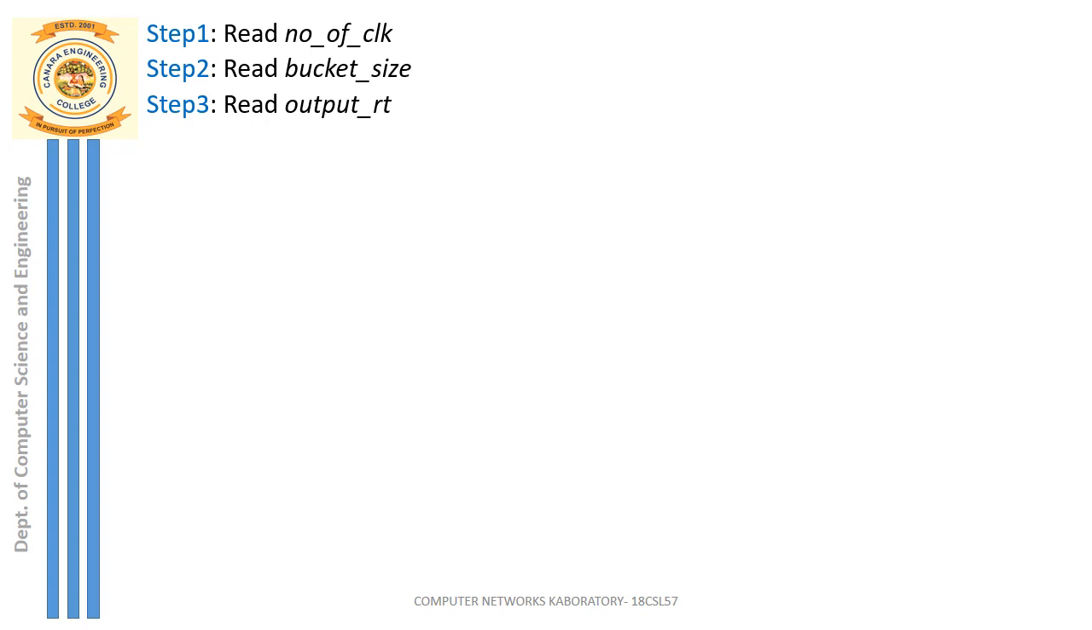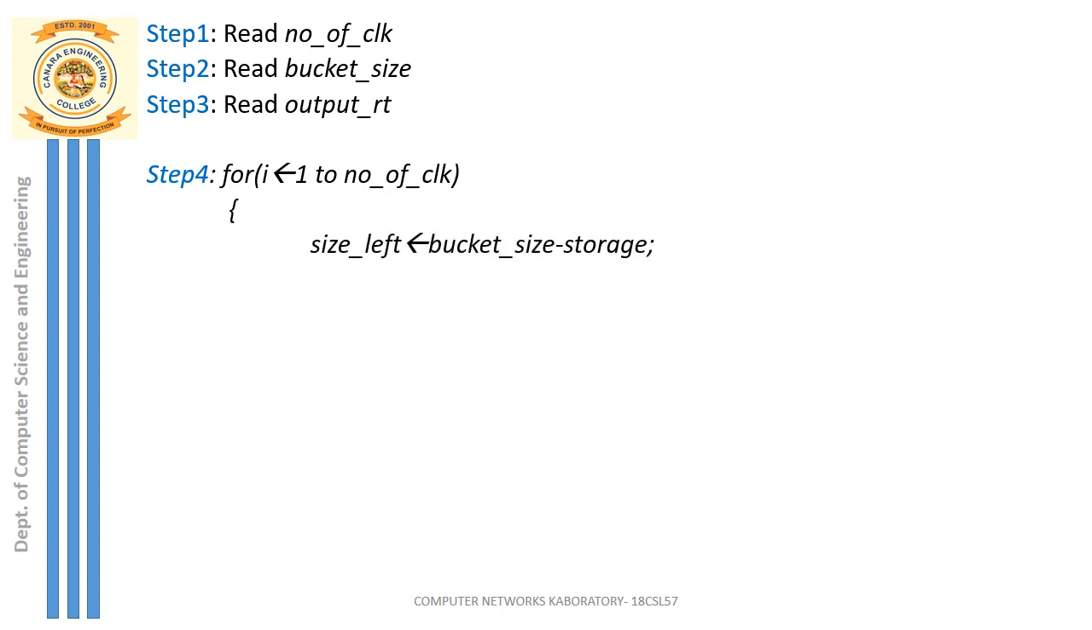Once we have these inputs, we can run the algorithm for the number of clock ticks. That means we have to use a loop. Here I have considered a for loop, which goes from i equal to 1 to number of clock ticks. First I am calculating the size left, which is nothing but bucket size minus storage. Initially the size left will be equal to bucket size because storage is equal to 0.